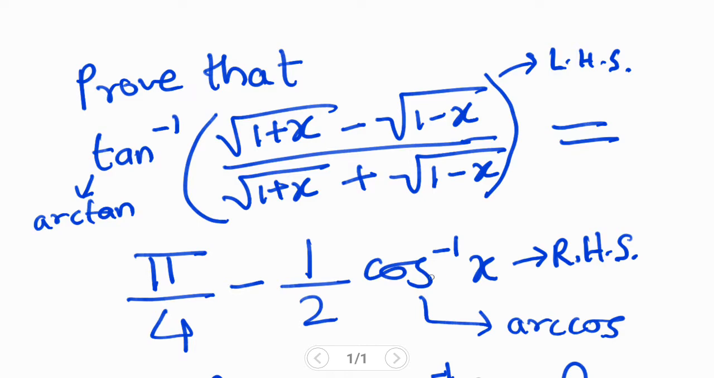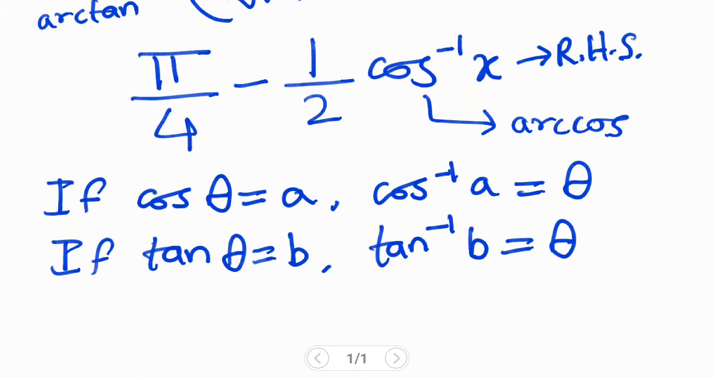Tan inverse and cosine inverse are just the inverse functions of tangent and cosine respectively, and they are also known as arctan and arccos in some contexts. For those who do not know, just a quick review. If cos theta is A, then cos inverse A is theta, and if tan theta is B, then tan inverse B is theta. So this is what we mean by inverse functions.